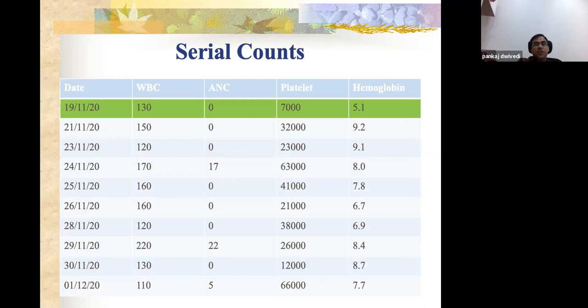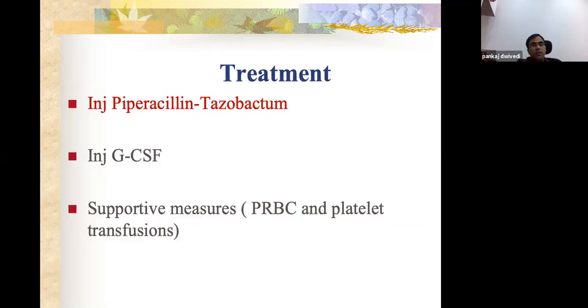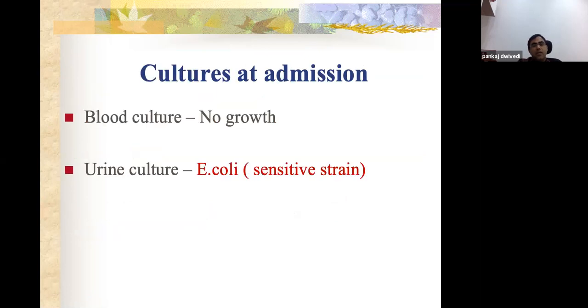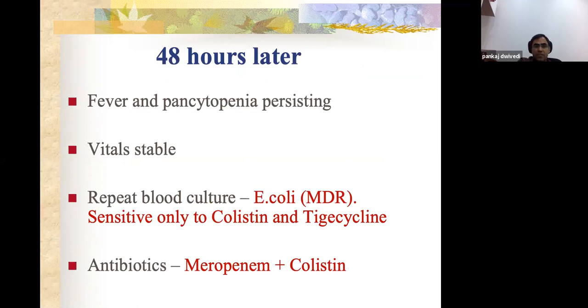So this is pancytopenia. We asked for the peripheral smear. There is no blast, so we are sure we are not dealing with a relapse of the disease. It could be relapse, but that should be ruled out by the bone marrow. We started the first antibiotic, gave GCSF, and gave supportive measures, platelets and others. It turned out to be a urine culture with E. coli and a blood culture also with E. coli, which was MDR.